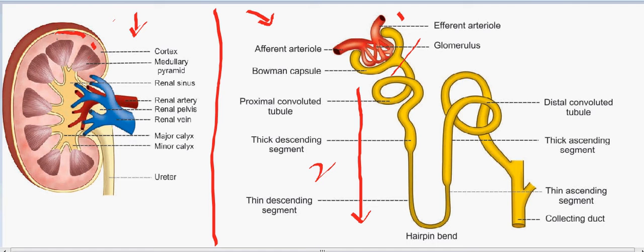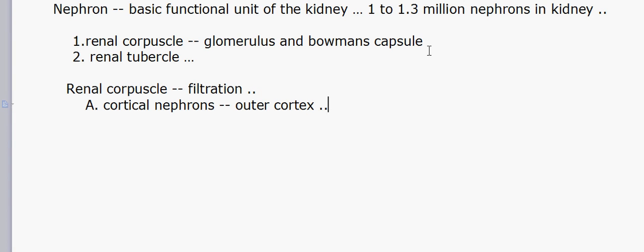85% of the nephrons are cortical nephrons, and the major function is that it helps in the formation of the urine. So we'll write a bit about the cortical nephrons. It is present in the outer cortex near the periphery, as we saw earlier, 85% comprises the cortical nephrons, and its major function is that it helps in the formation of urine.